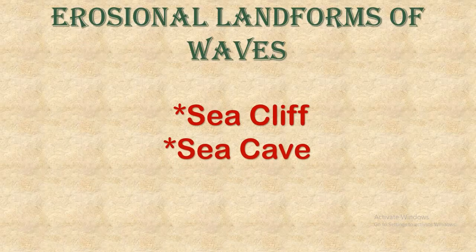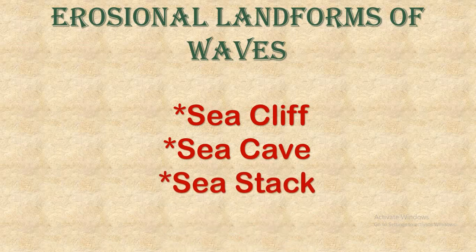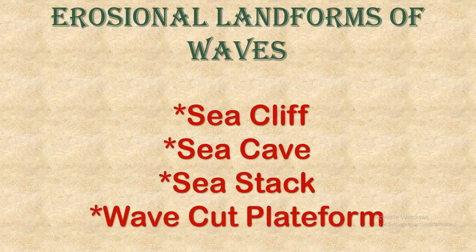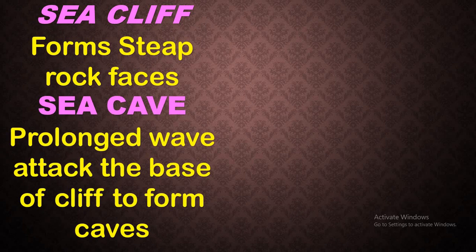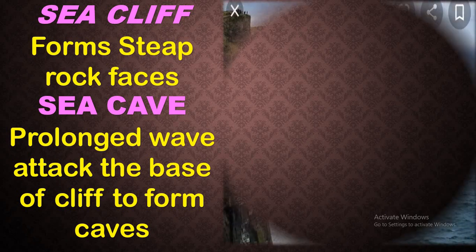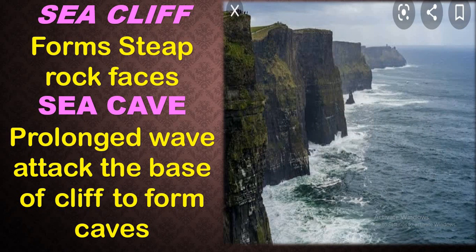Erosional landforms of waves are sea cliff, sea cave, sea arch, sea stack and wave cut platform. It will be very easy to understand. Just look into sea cliff. Sea cliff forms steep rock faces. When the waves strike over the rocks, they get eroded. So it forms a sea cliff. We'll look into the picture. This is how the sea cliffs have been formed.